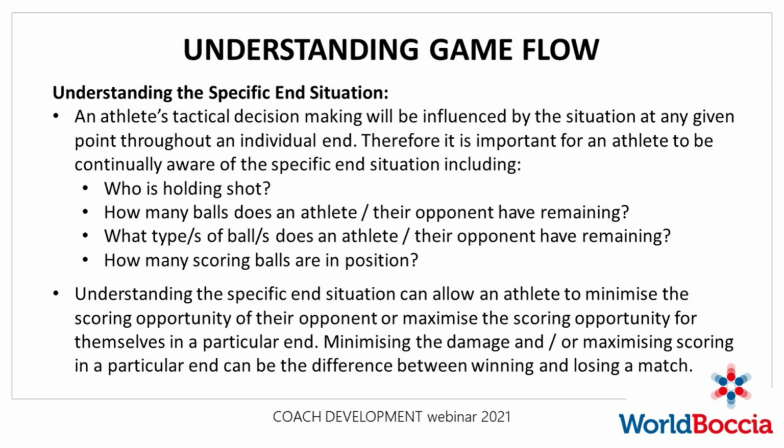And also how many scoring balls are in position, because towards the end of an end, either our athlete or our opponent is going to have the last ball. So it's important to understand what the situation is in terms of who's in scoring position. Can we capitalize on potentially scoring more points, or are we trying to minimize how many points our opposition scores in a particular end?